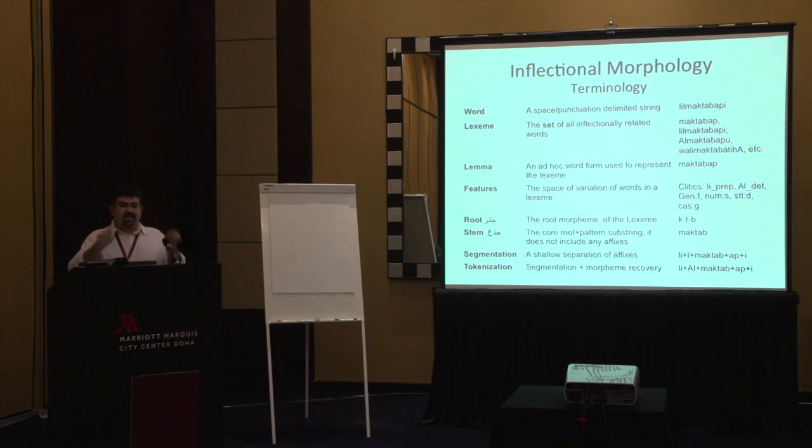The issue is that the set of the different members has all the different forms. Let's say katib, katiba, katibun, katibat. All of these are members of the lexeme set. But then the lemma is one representative, and the lemma is ad hoc to some degree. What we pick as the base to represent the form is just ad hoc.